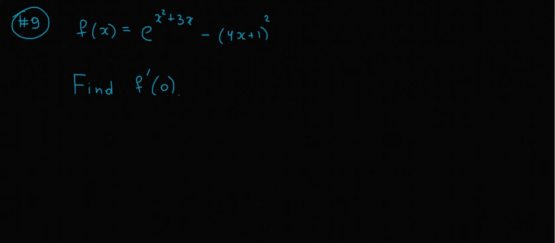In problem number 9, we need to calculate the derivative of the function f of x equals e to the power x squared plus 3x minus (4x plus 1) squared. We need to calculate the value of the derivative of this function at x equals 0.